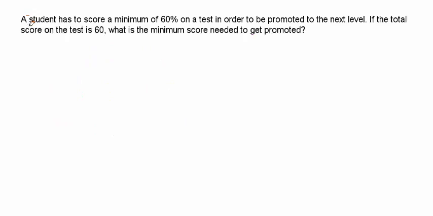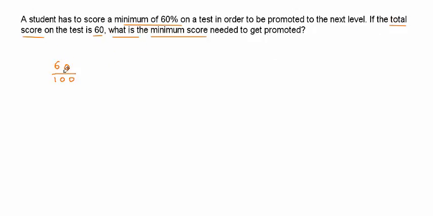Let's do another one. A student has to score a minimum of 60% on a test in order to be promoted to the next level. If the total score on the test is 60, what is the minimum score needed to get promoted? So this time we are actually going the other way around. It's given that the minimum score required is 60%, which means if the total were to be 100, the minimum score required out of 100 would have been 60. But the total score is not 100. It's given the total score on the test is 60.